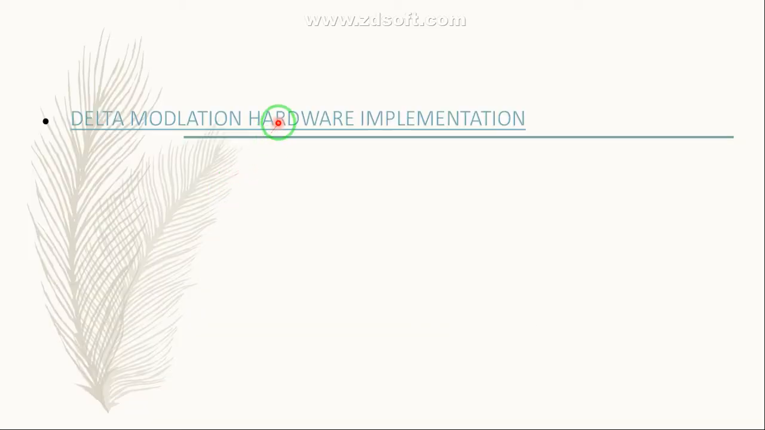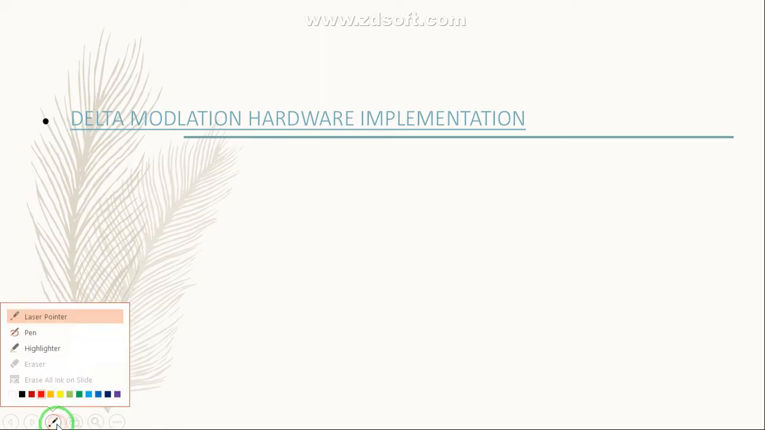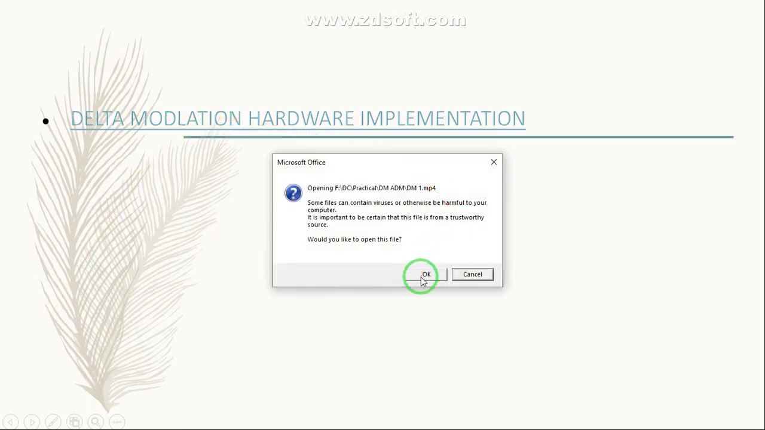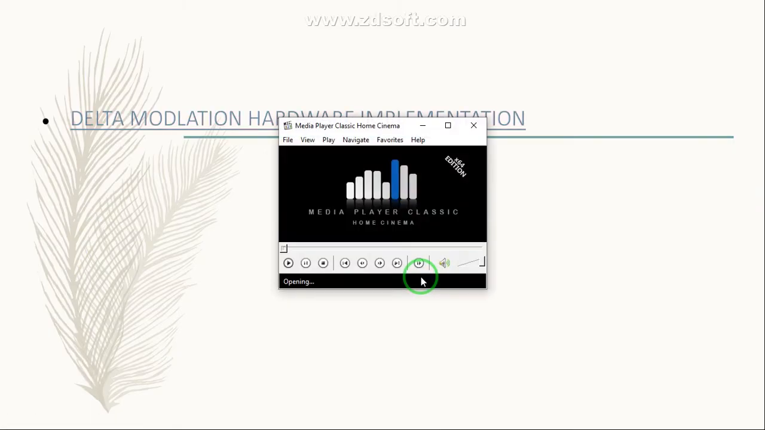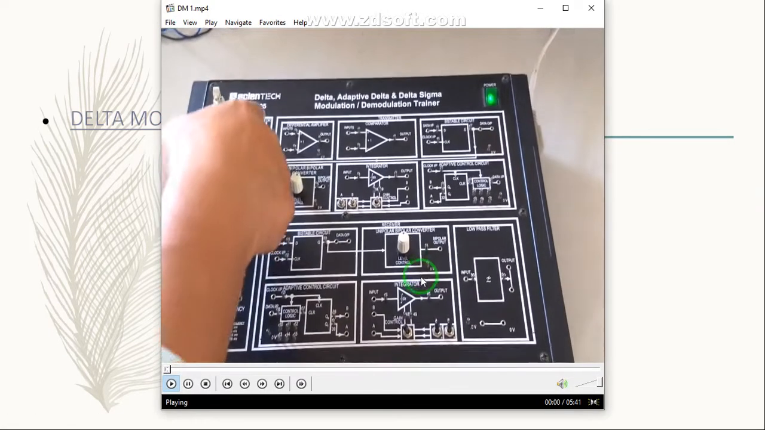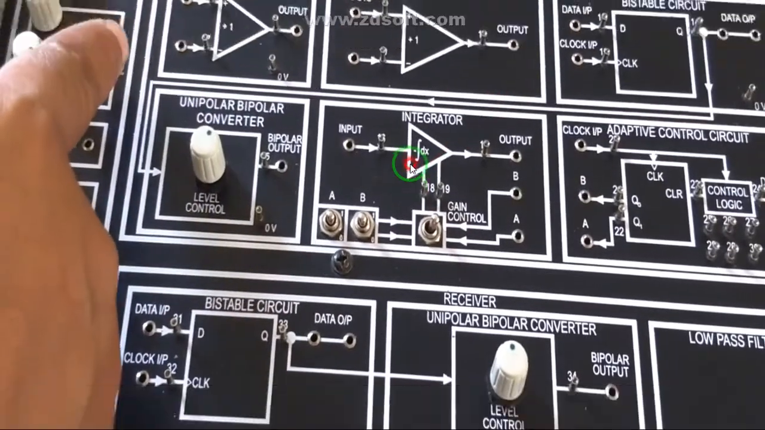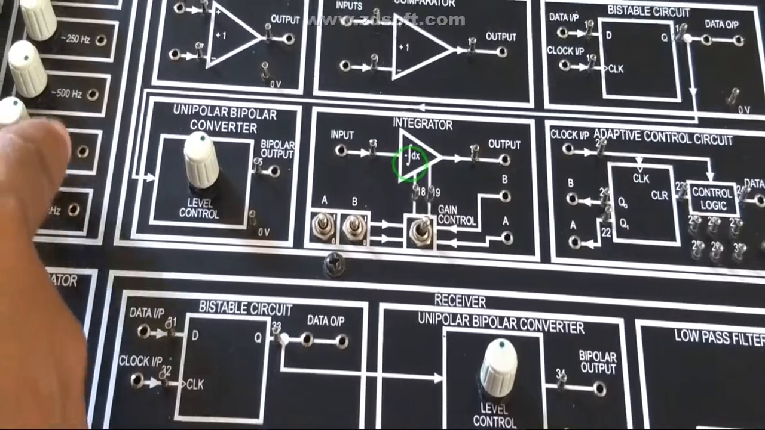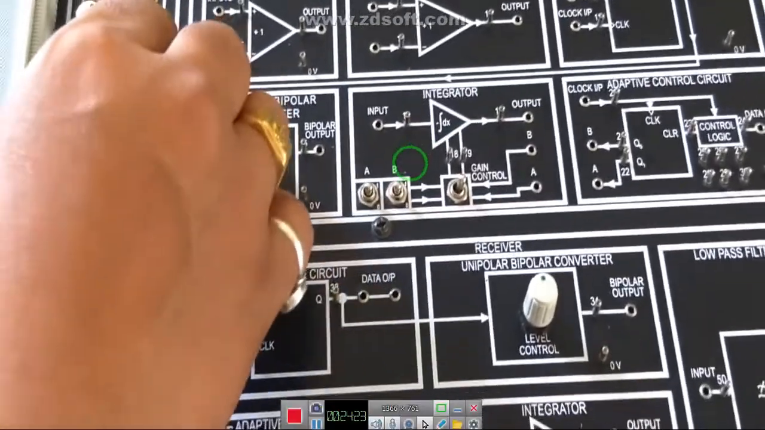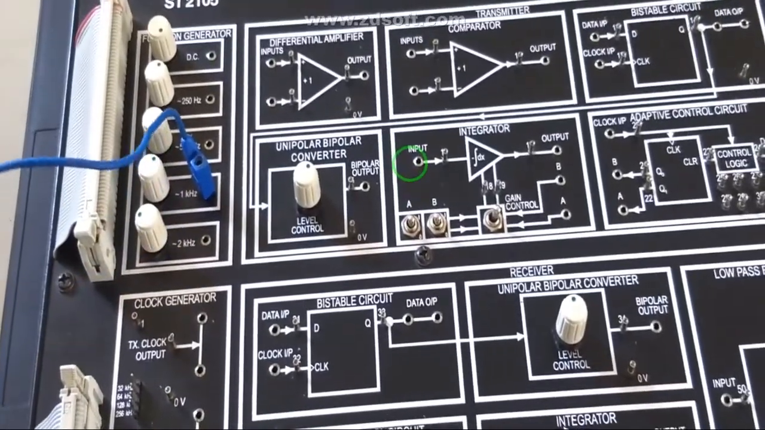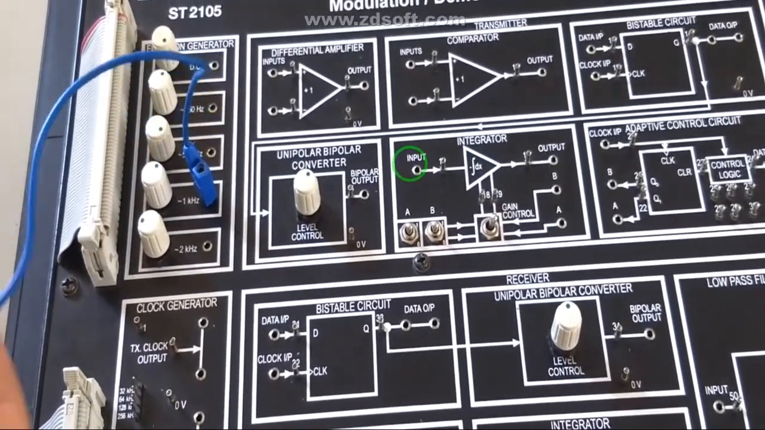Now guys, we will see the practical hardware implementation. So guys, this is a function generator. As already told, 250 Hz, 500 Hz, 2 kHz and 1 kHz signals are there. So let us select the 1 kHz signal and we will check this signal on the CRO.